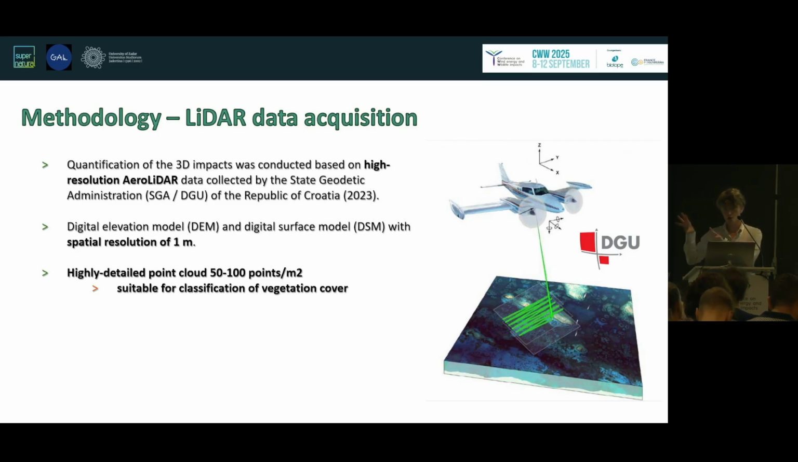The methodology was conducted in a few steps. We were using pretty new data that was collected in Croatia in 2023. We had high-resolution aerial lidar data. We used the digital terrain model and the digital surface model, with a spatial resolution of 1 meter, which is pretty great. And we got a highly detailed point cloud, which is suitable for classification of the vegetation cover. So we have a lot of details of the habitat where the wind farm is placed.